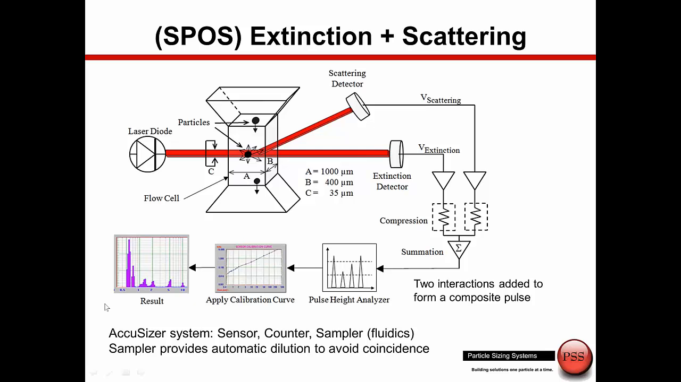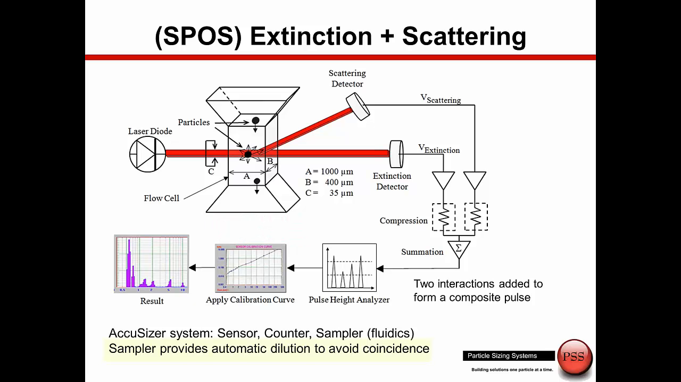This is a very high resolution technique, and that's why it's so sensitive to the tails of these distributions of emulsions. So the AccuSizer consists of this sensor, which we see here, the counter, which is a pulse height analyzer, and we need a sampler or fluidics to bring the sample through the sensor, but also often to dilute the sample, so there's only 1 particle at a time passing through the sensor, and that is to avoid coincidence. If 2 particles were present in the sensor at the same time, we'd size and count those 2 particles as 1 larger particle. That's called a coincidence error.